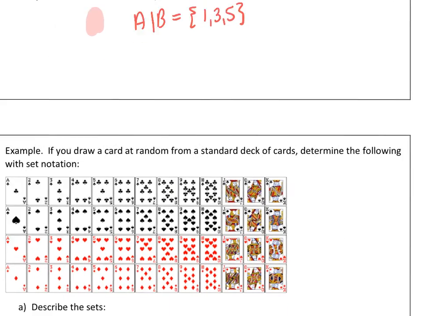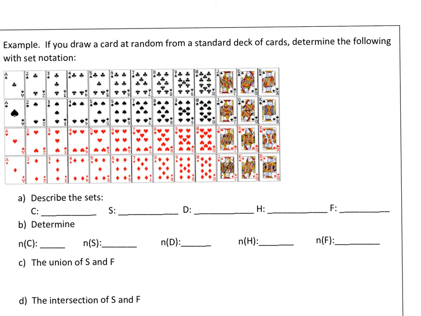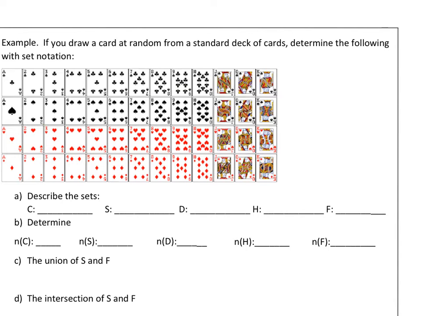Okay, let's look now at this deck of cards. If you draw a card at random from a standard deck of cards, determine the following. We're going to use set notation wherever possible. So describing the set, so C, so we're just going to go through this because we'll use cards a lot. C will be clubs, S will be spades. Okay, if you're not familiar, these are the clubs. These are the spades. The diamonds are these guys. And these are the hearts.